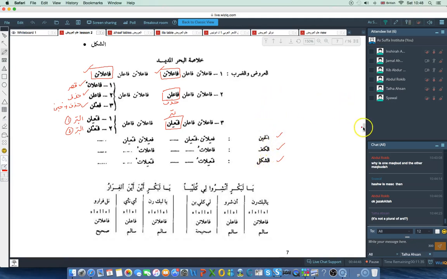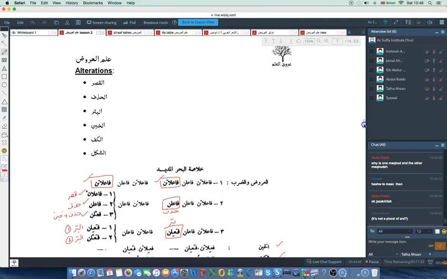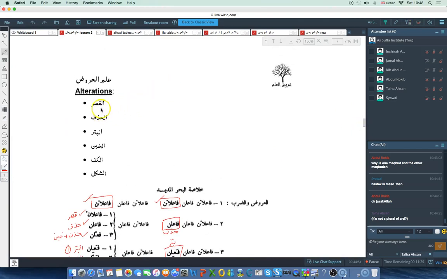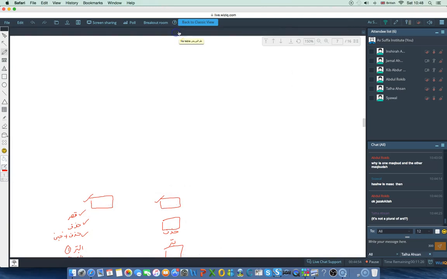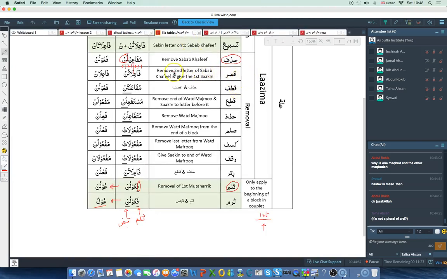So let's have a look at what each one of these is about. So first of all, let's look at qasar. So let's go to the table. Qasar is remove the second letter of the sabab khafif, and give the first a sakin. So for example, let's say we had the word fa'ilatun. So let me change the color here so it doesn't get mixed up. So you got the word, for example, fa'ilatun.